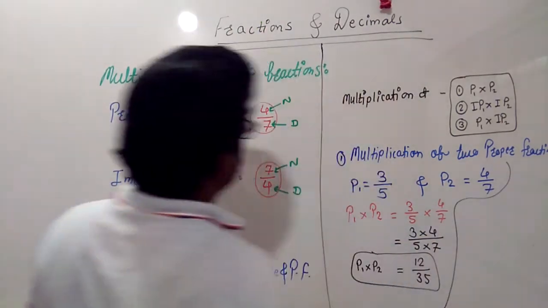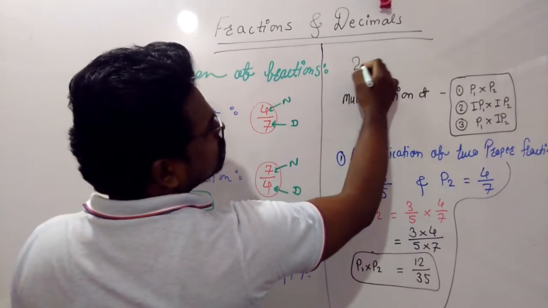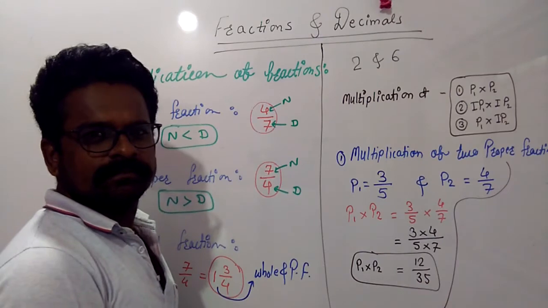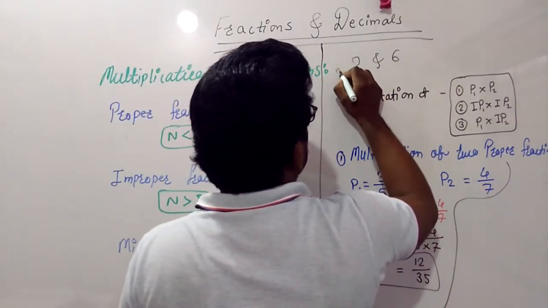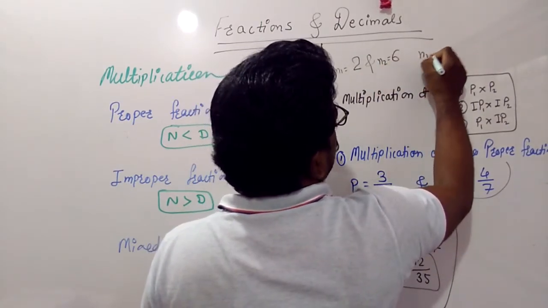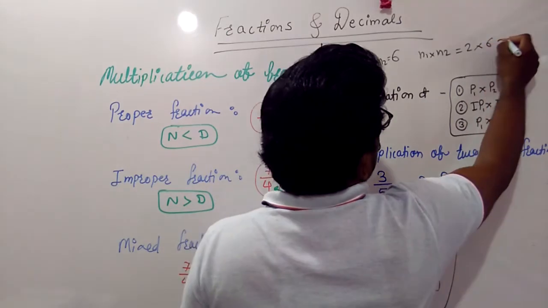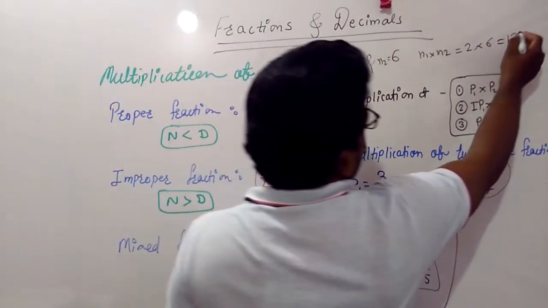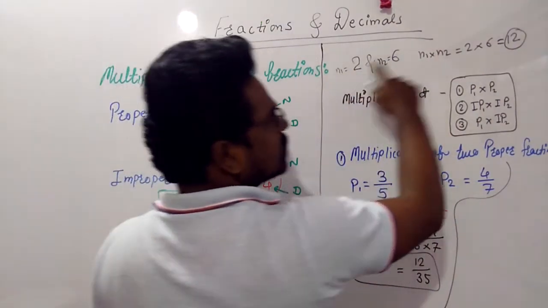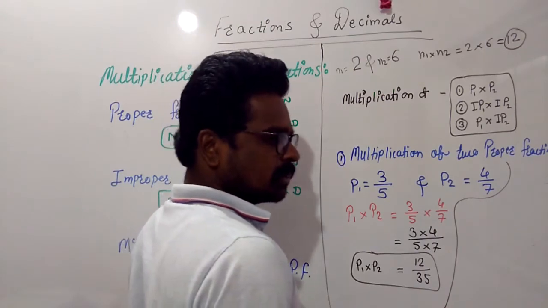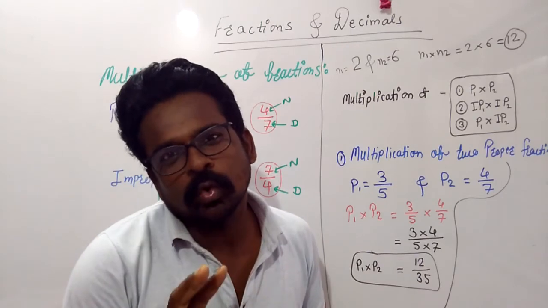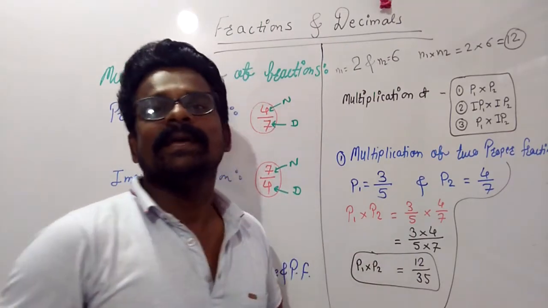now tell me, if 2 is there and 6 is here, 2 and 6 are whole numbers. Let number 1, n1, be 2 and number 2, n2, be 6. So n1 into n2 is equal to 2 into 6, which is equal to 12. Now tell me, is this 12 greater than 2 or not? Yes. Is 12 greater than 6 or not? Yes. So multiplication of two whole numbers is always greater than the individual numbers.